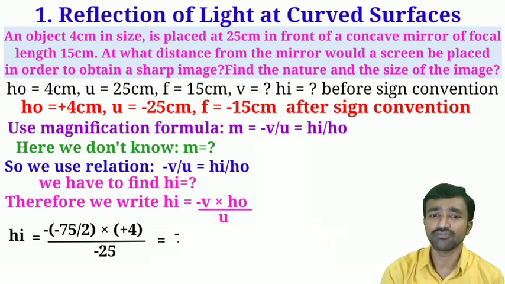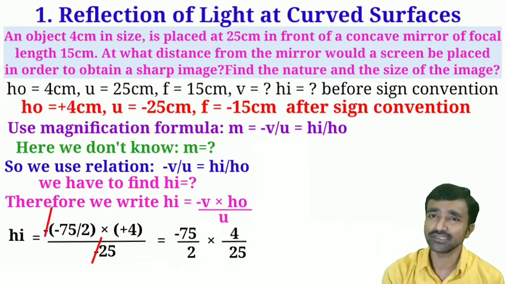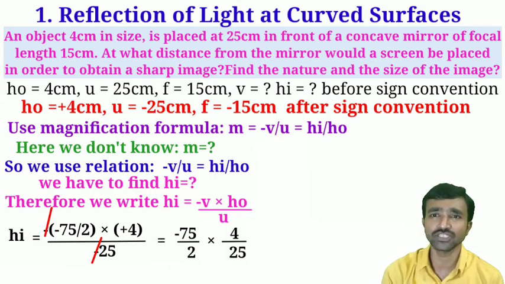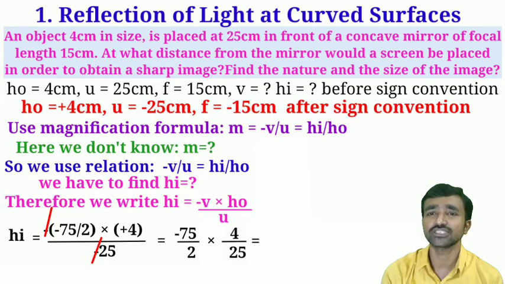Here one more thing I forgot to say: minus into minus will become plus, or the numerator minus and denominator minus we can cancel. Here 3 times you got minus, so 1 time it will be left, or after cancelling 1 will be left. So that will be transferred here: minus 75 by 2 into 4 by 25. That is equal to, here cancel. After cancelling you will get 6 centimeters.